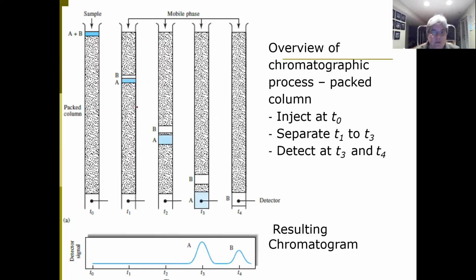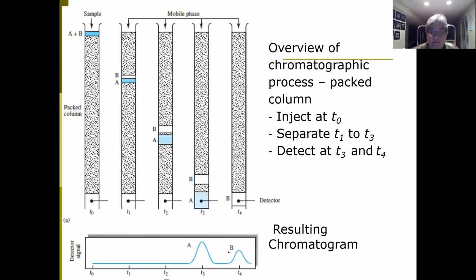All right, going back to this picture, we've got A and B partitioning between mobile phase and stationary phase, going back and forth and coming out. A couple of questions for you. As we look at these, which interacts more with the stationary phase, A or B? Well, if it interacts more with the stationary phase, it comes out later, so that would be B. Which one is more strongly retained? Remember, retained means held back, so that's going to be B.